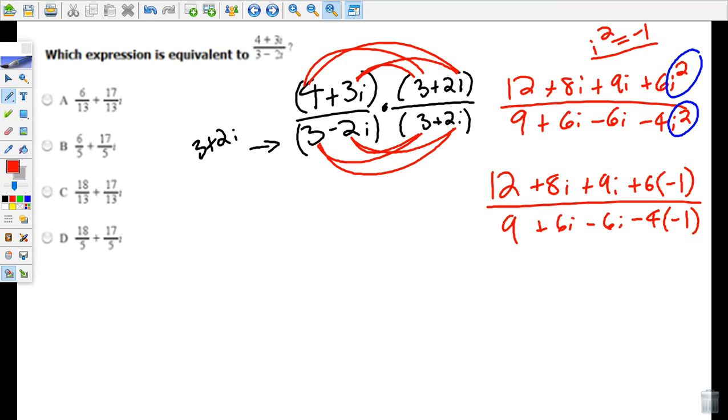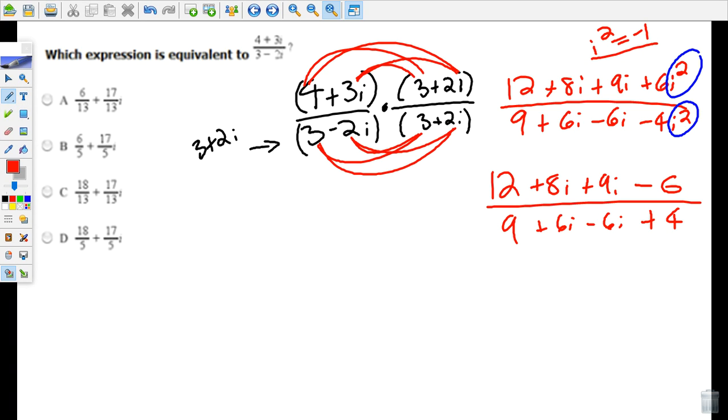Now, just real quick, I'm going to use my eraser tool instead of rewriting this again. But 6 times negative 1 is just going to be negative 6. So I'm just going to go ahead and replace this with a negative 6. And on the bottom, negative 4 times negative 1 is going to be a positive 4. So I'm just going to exchange that for plus 4, just so I didn't have to write it all down again.